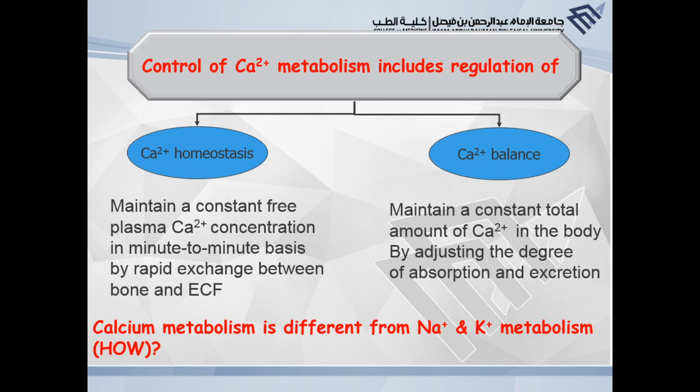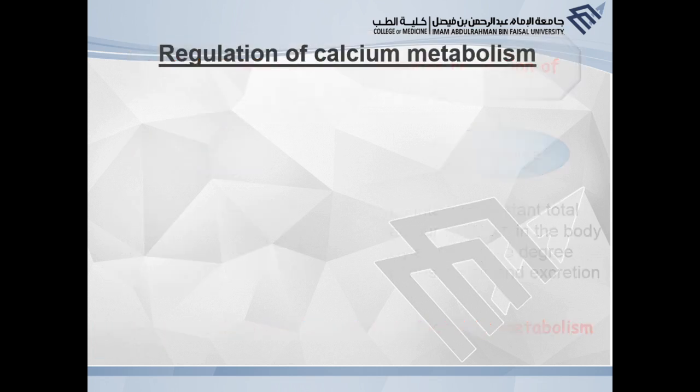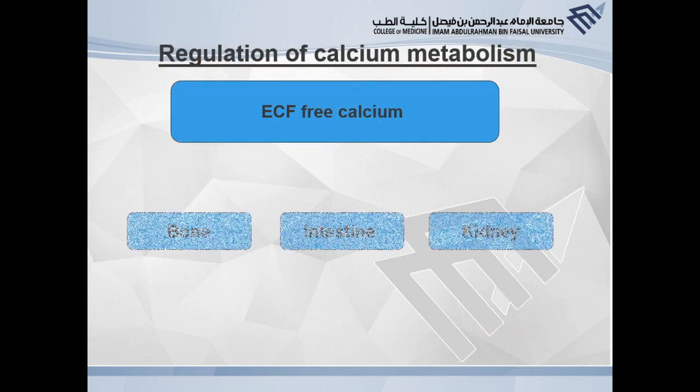For sodium and potassium, you only have hormonal control on their excretion. But for calcium, you have a hormone which can control the amount of calcium which is absorbed from your food. Which hormone? Vitamin D. So in this way, calcium metabolism differs from sodium and potassium.